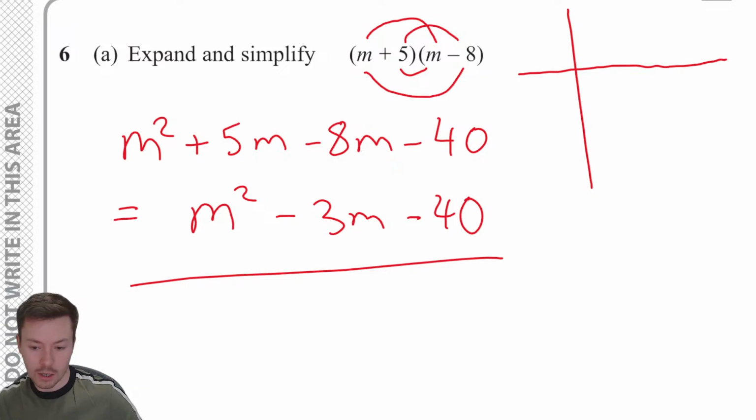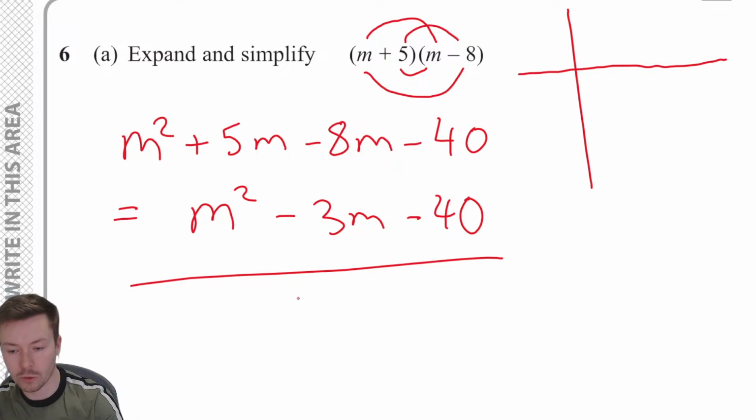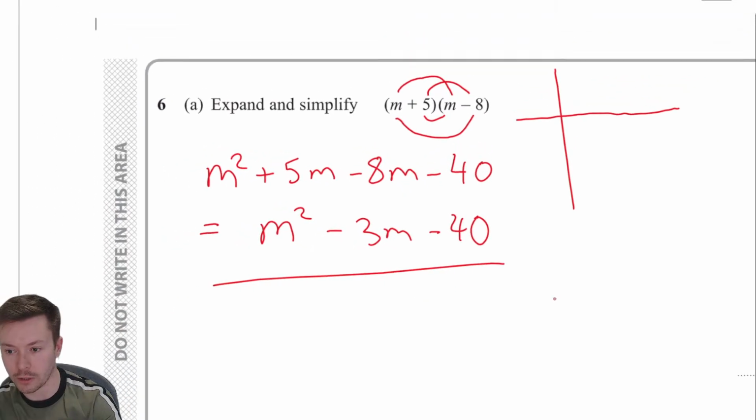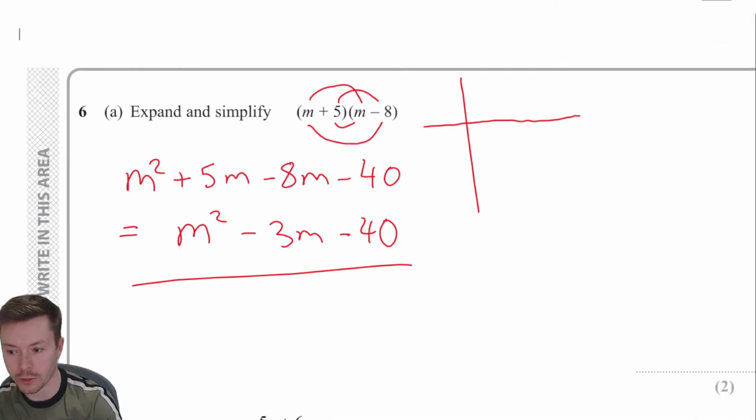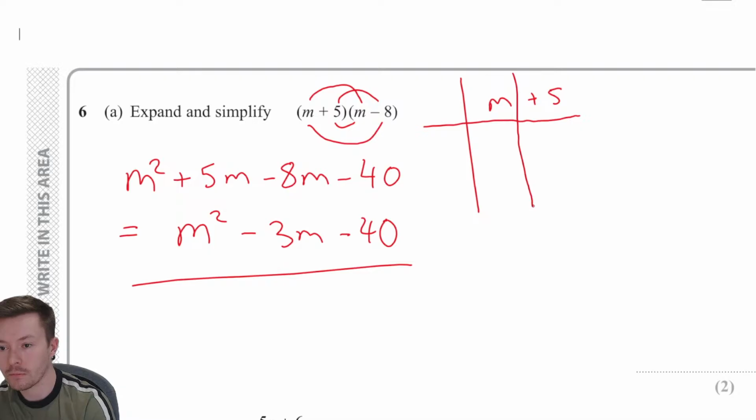Okay. Next one is a solving question. I will just zoom out because I know some people like to see the number of marks there are for certain questions. So that's a 2 marker. If you're doing it with the grid method, m plus 5, m minus 8, and then you multiply. So it's a multiplication grid.